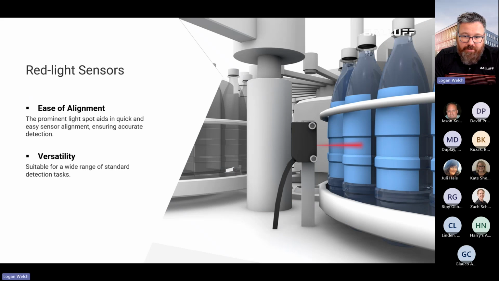Red light sensors are kind of like the Swiss Army knife of photoelectrics. You're going to see red, you're going to see infrared, and you're going to see blue. Those are kind of your main colors. The reason is red gives you a nice, kind of universal reaction to a lot of different colors and a lot of different objects. But where it lacks is it doesn't do great with reflective and clear objects. So that's when there are alternatives.